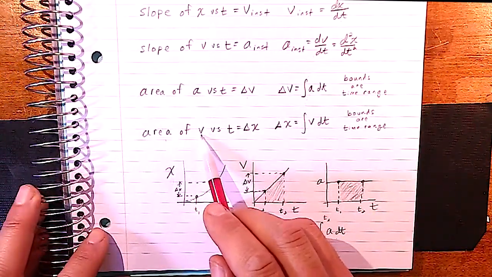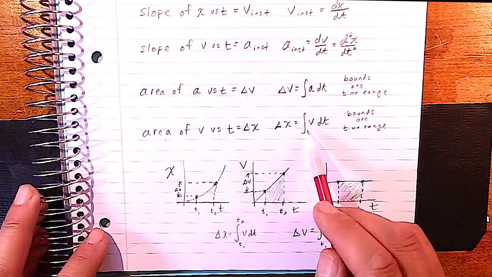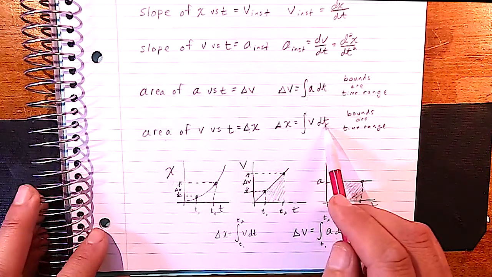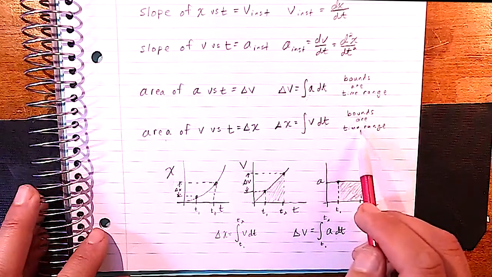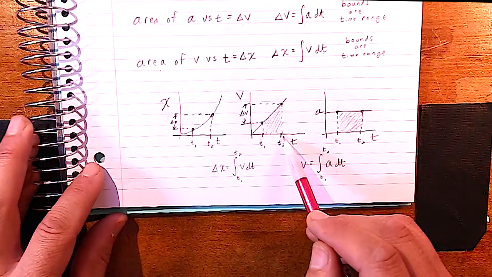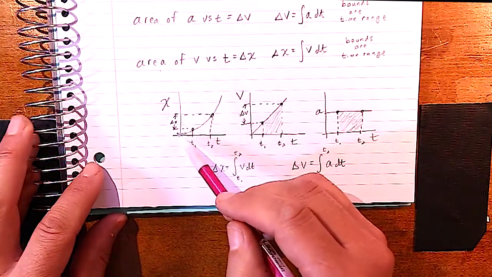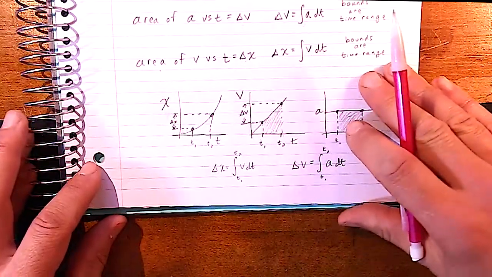The area of a velocity time graph is our displacement. So displacement is the integral of velocity with respect to time. And again, the bounds are the time range. Our time range is from here to here. So that is going to give us our change in displacement over here.